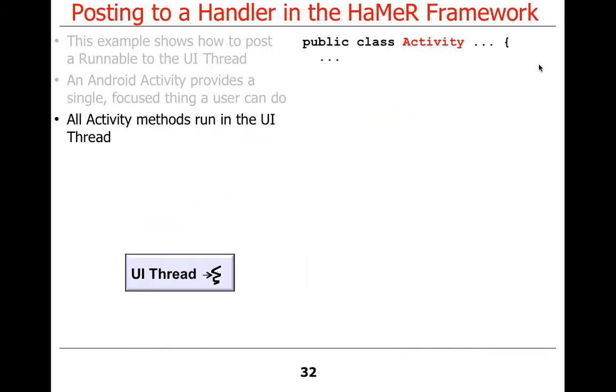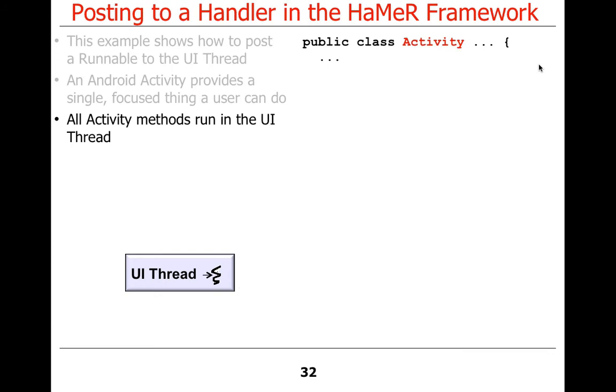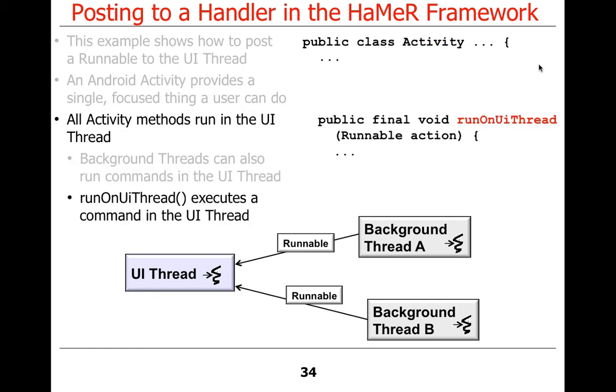OK, so all the activity methods run in the user interface thread. So that's number one. They have to do that because that's what activities are all about, right? They're user interface focused things. Background threads can also communicate with the user interface thread by giving them runnables to process. So if you have something you need to have done, like you've downloaded an image and now you want it to be displayed, you can tell the Android framework, run this command in the context of the user interface thread.